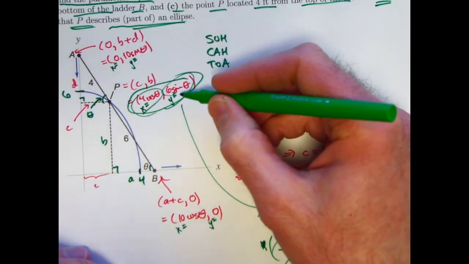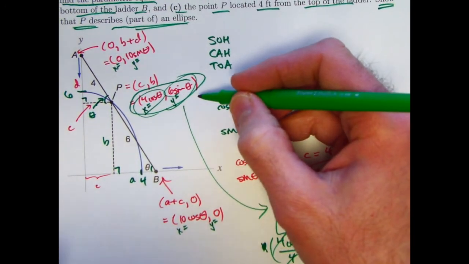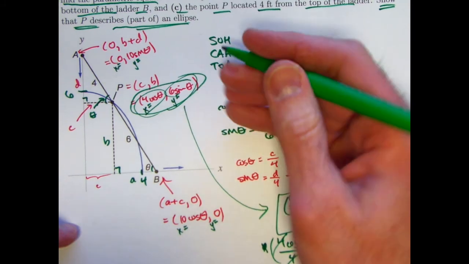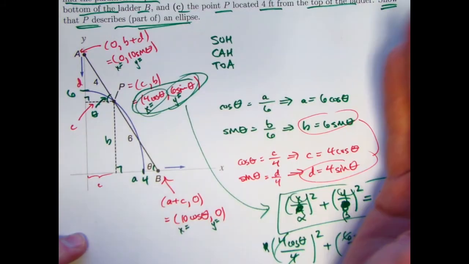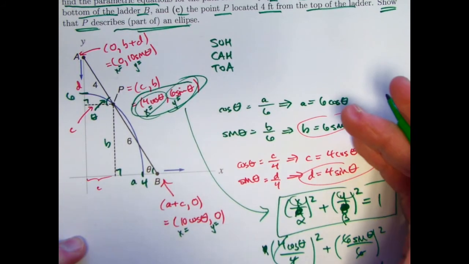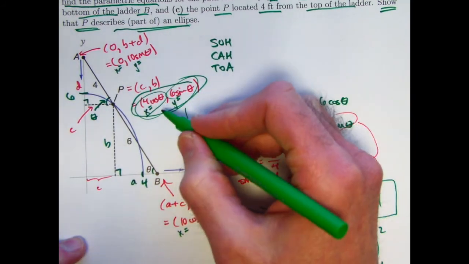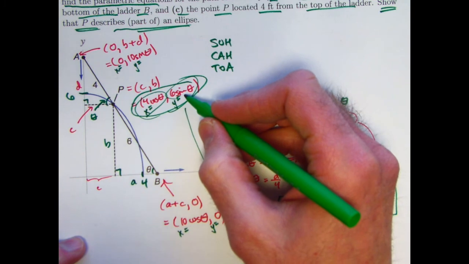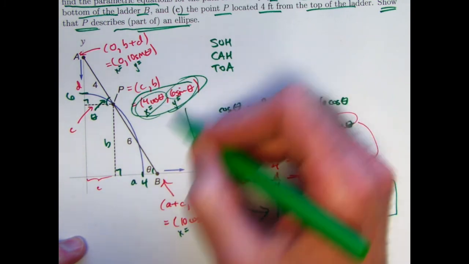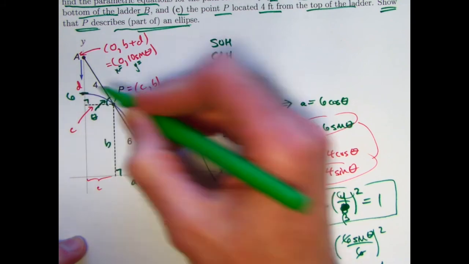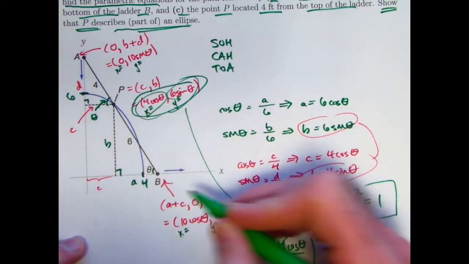And if you think about the values of these functions at the corresponding angles, that should make sense. For example, when theta is large, 90 degrees, when the ladder's straight up and down, cosine of 90 degrees is 0, and sine of 90 degrees is 1. So you get 0, 6. 6 times 1, that's the point right there, 0, 6.